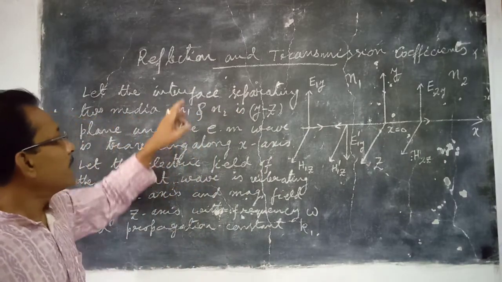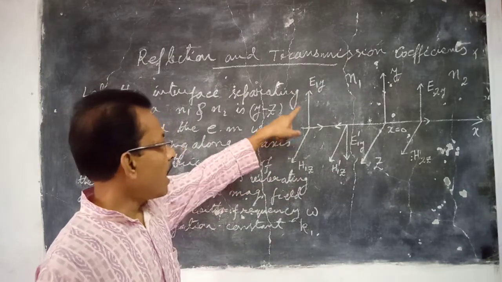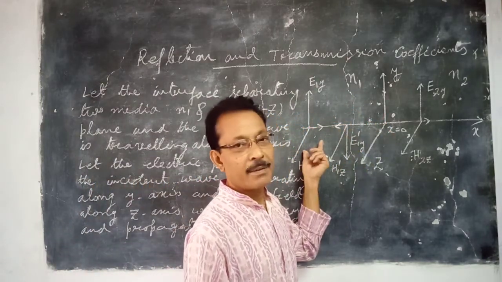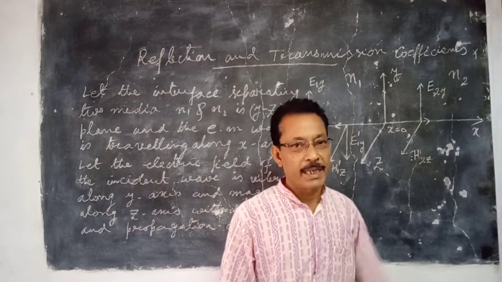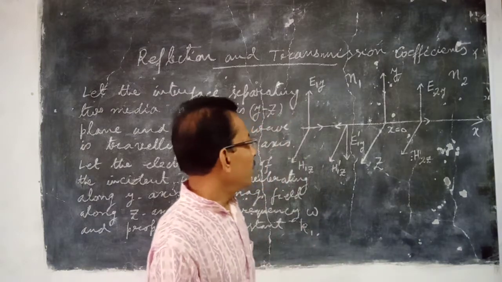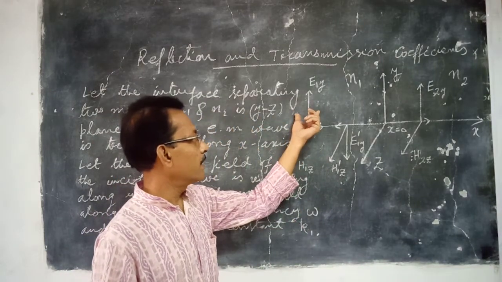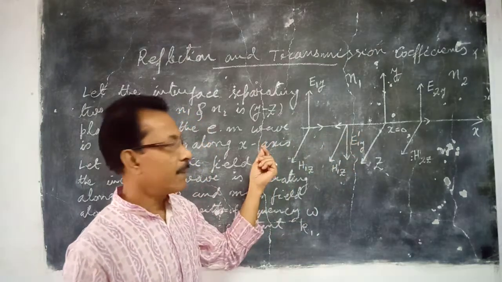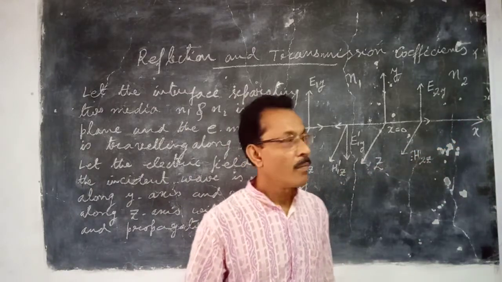And here we consider the reflection and transmission coefficients. That means how much part of the incident wave is reflected back and how much part is transmitted through the second medium. Because if the incident part is considered 1, unity, then a fraction of it will be reflected back and a fraction of it will be transmitted.